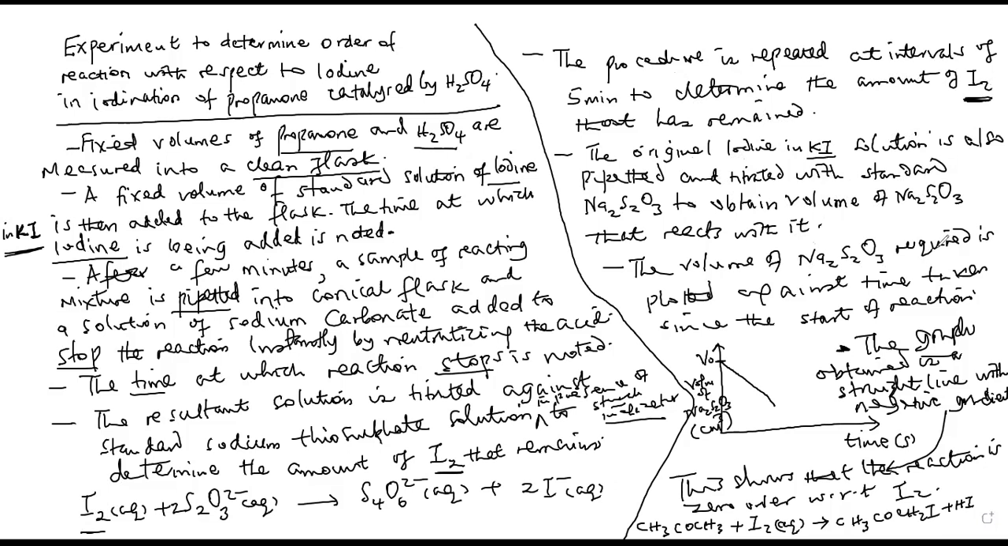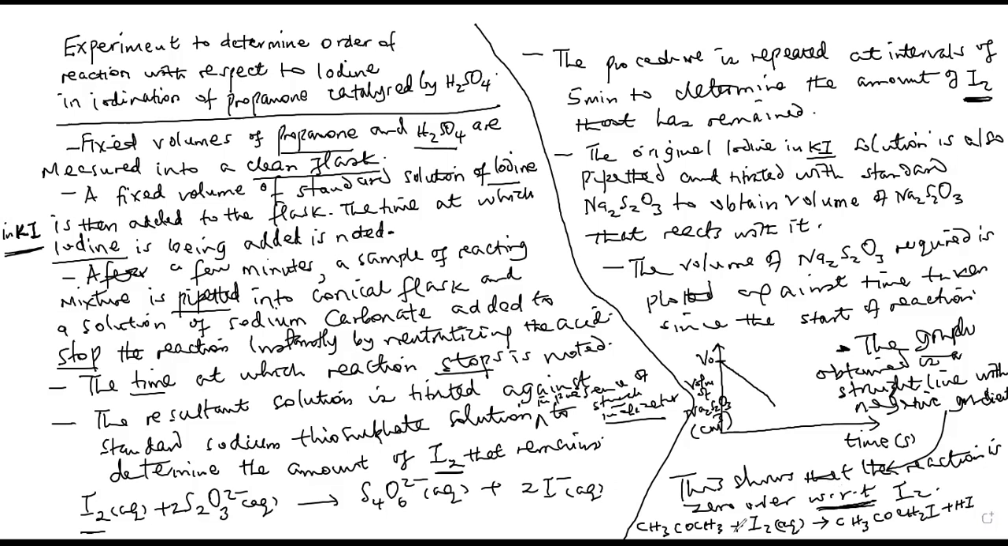Then the volume of sodium thiosulfate required can be plotted against the time taken since the start of the reaction, and it is going to produce a straight line with a negative gradient, implying that it is zero order with respect to iodine. Here is the equation that shows this. So one can say, determine by experiment the order of reaction with respect to iodine in the iodination of propanone, or they can say, describe an experiment to determine the order of reaction with respect to iodine in the iodination of propanone catalyzed by sulfuric acid. So the procedure is as brief as this.